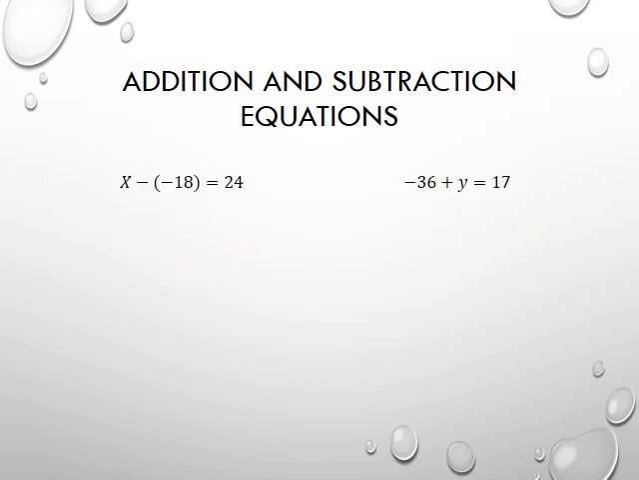Let's take a look at two more equations. Here I have x minus a negative 18 equals 24. Well, I want to actually change that to plus first because of a minus and a negative side by side. So now, if I look at this, x plus 18 equals 24, I can now subtract 18 to get 0. Whatever I do to one side of the equal sign, I have to do to the other. So, x equals 24 minus 18 equals 6.